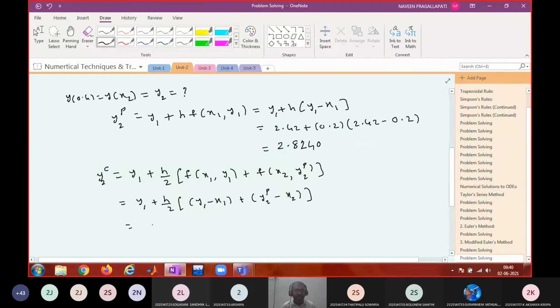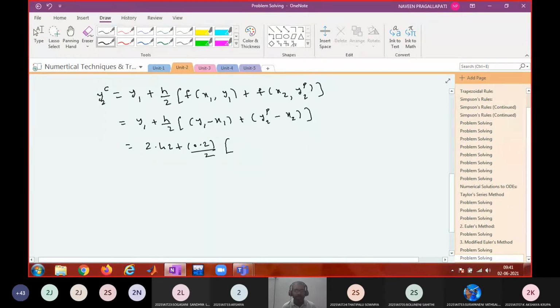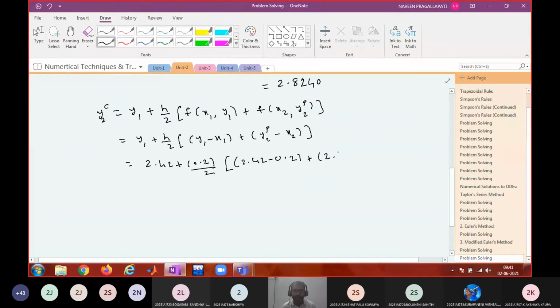So what is the y1 value? 2.42 plus 0.2 by 2 into 2.42 minus 0.2 plus 2.8240 minus x2, which is nothing but 0.4. Simplify this.